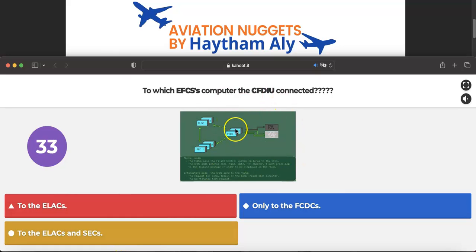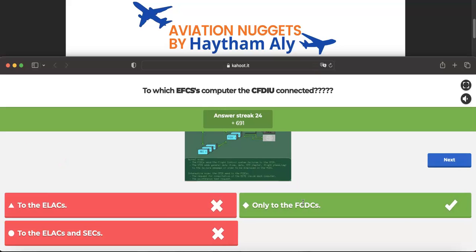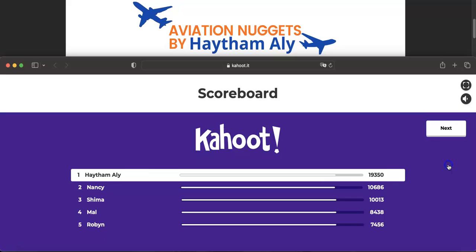From this schematic, yes, we have the centralized fault display interface unit connected to the flight control data concentrators only. Okay, everybody, flight control data concentrators are used for flight control monitoring and indication on ECAM, and also for maintenance, because the FCDC are connected to the centralized fault display interface unit. Okay, everybody, let's proceed. Next question.